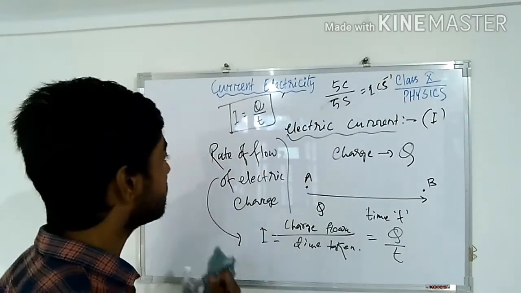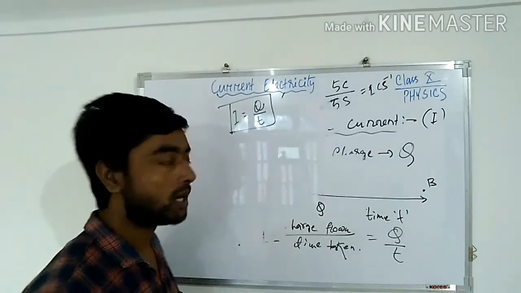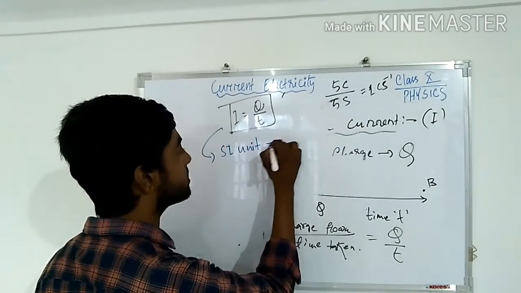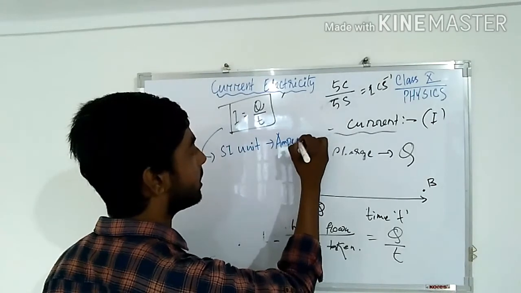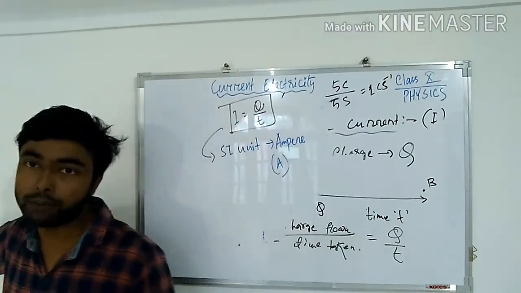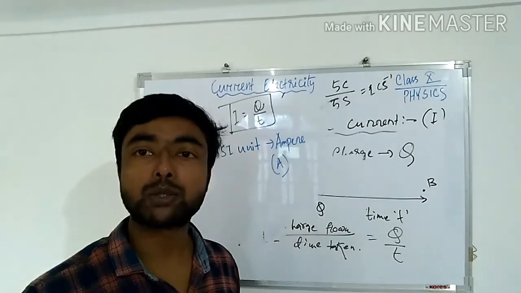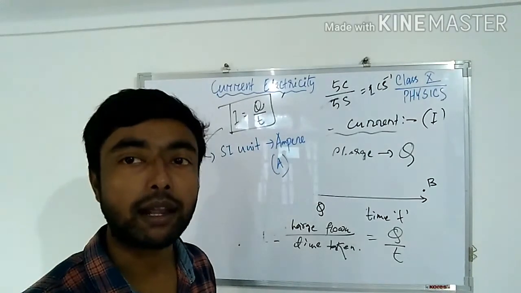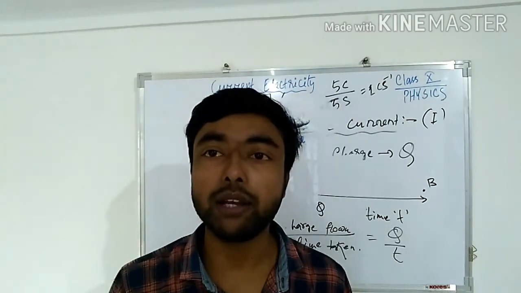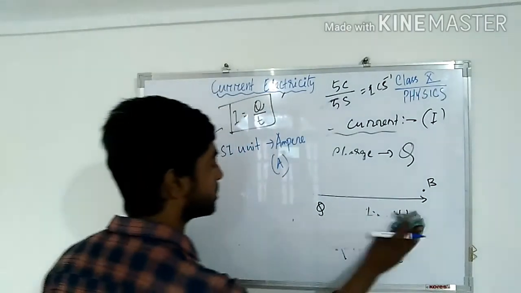Now what is the SI unit of current? Current also has an SI unit, like charge has the coulomb. The SI unit is ampere. We write it by capital A. Ampere is the SI unit of electric current. Now, if the question comes, define 1 ampere of electric current, how will you define it?